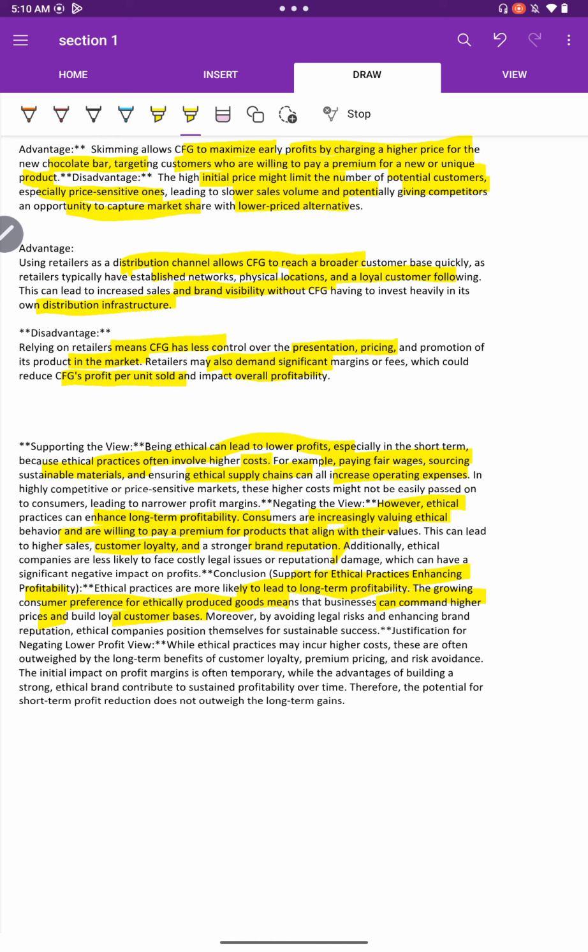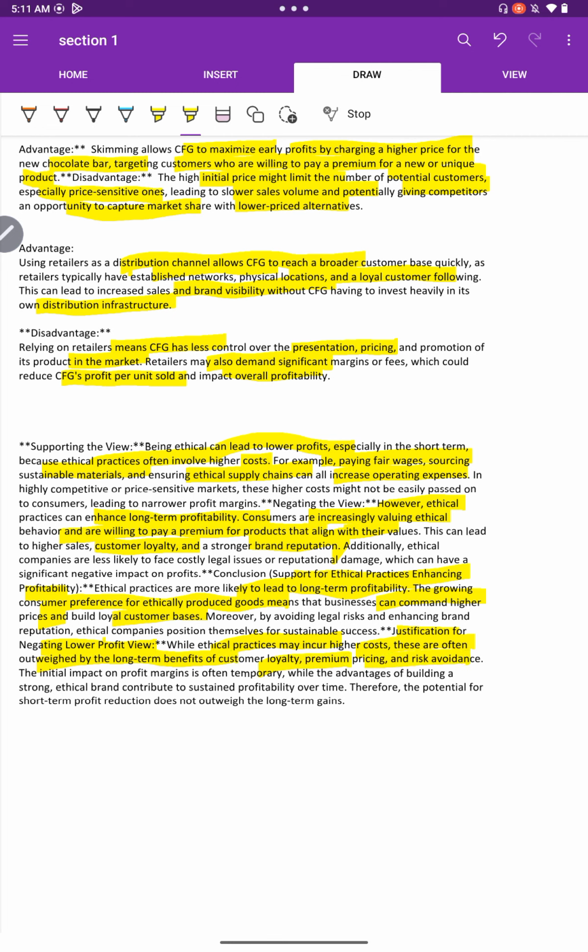And after that, you need to write from here. Justification for negating the lower profit view. So I'm writing that yes, if we are practicing ethics, it would cost us, and that's why it would lead to lower profits. While ethical practices may incur higher costs, these are often outweighed by the long-term benefits of customer loyalty and premium pricing.